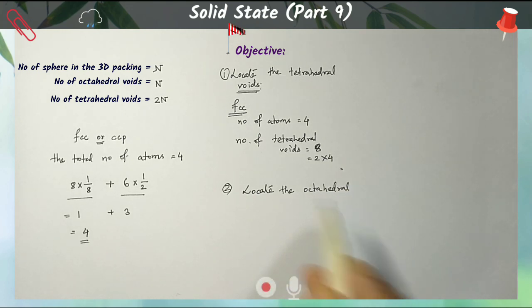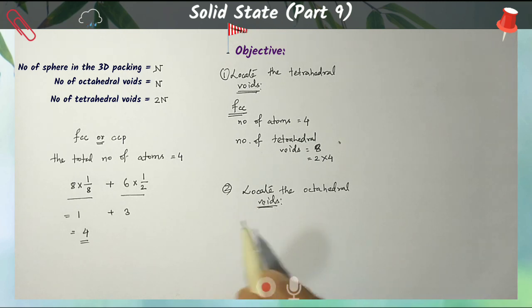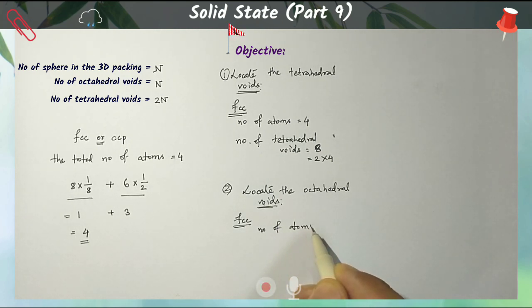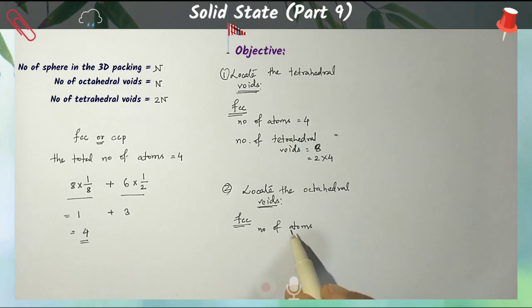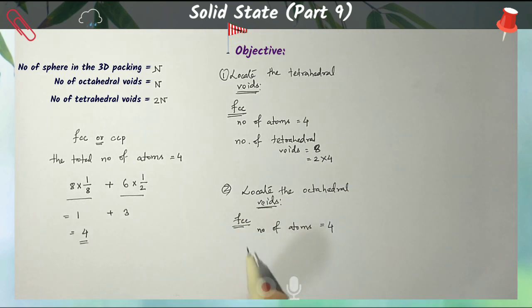Octahedral voids. Okay, so again we are going to take the same FCC unit cell. For this one also the same thing: the number of spheres present in that FCC will be 4. Understand? Now what do we have to calculate?